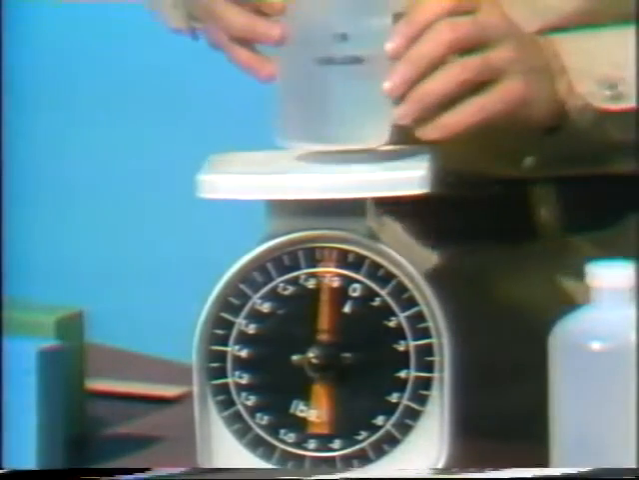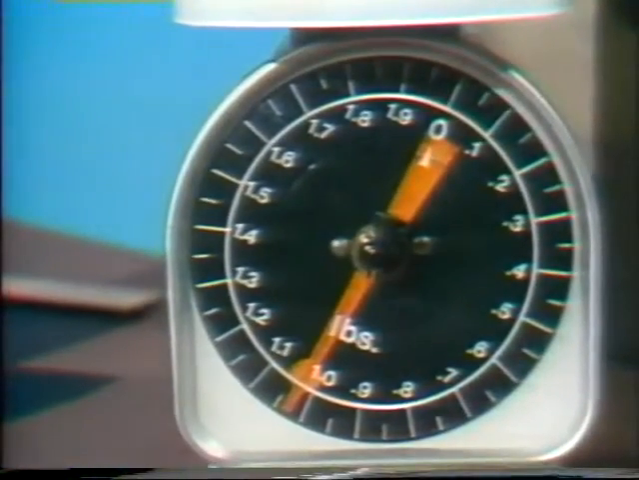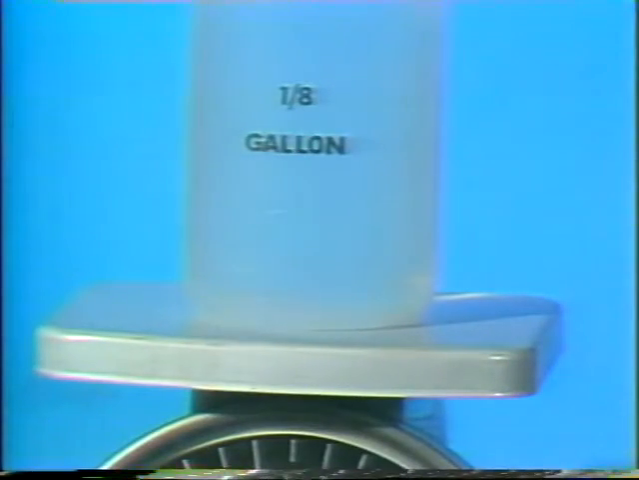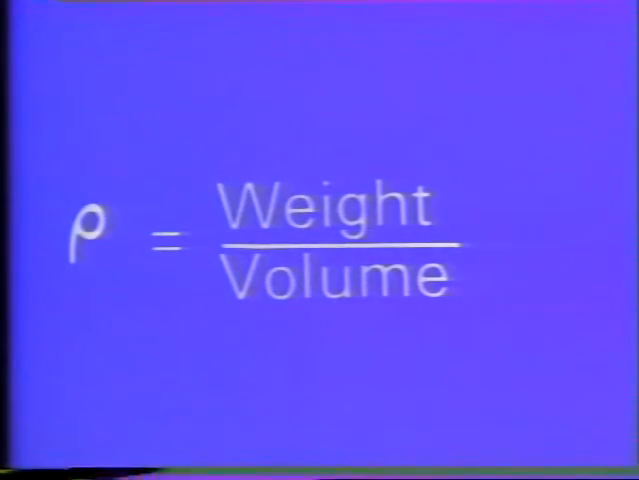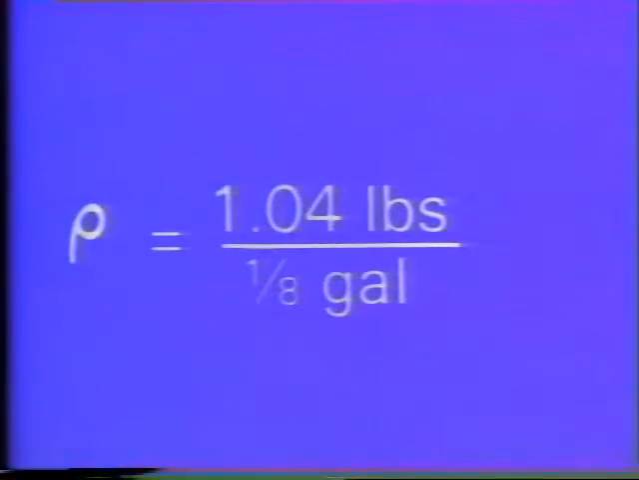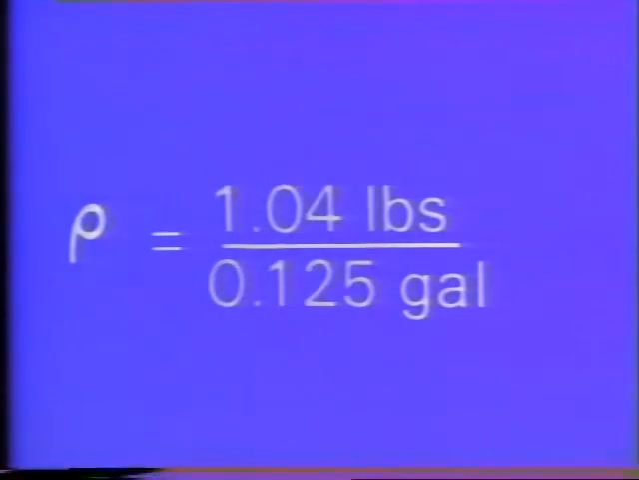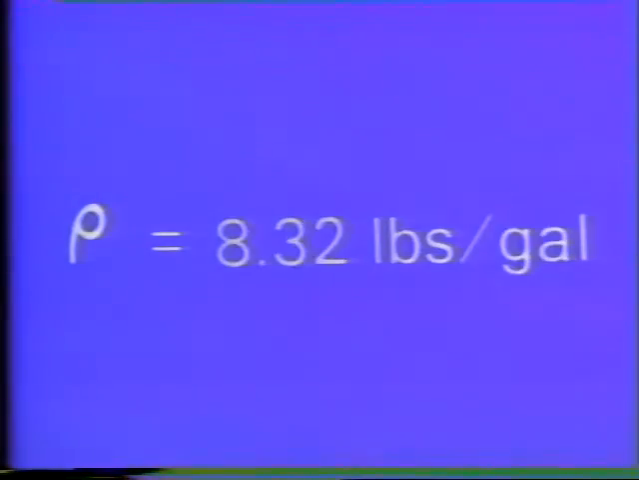Next, we put an identical container of water on the scale. Its weight is about 1.04 pounds. Now this container is designed to hold 1/8 of a gallon. We now have the information we need to figure density. The density of this container of water is equal to weight, 1.04 pounds, divided by its volume, 1/8 of a gallon. 1/8 of a gallon can be written as 0.125 gallons. When we divide the numerator by the denominator, we get a density of 8.32 pounds per gallon.